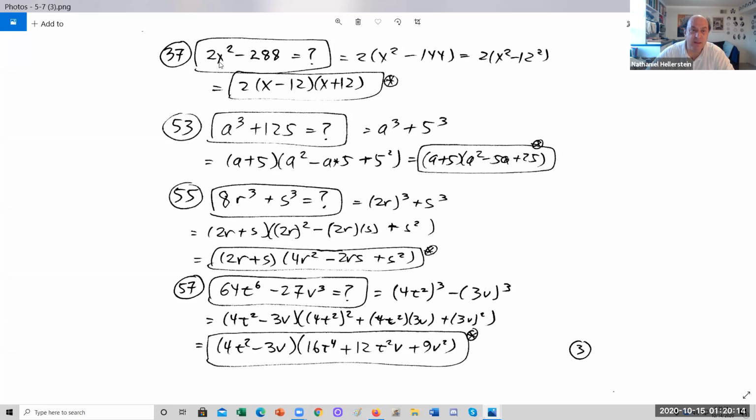Here, this looks troublesome because it doesn't look like a square, 2x squared. However, the 2 and the 288 have a common factor of 2, which we pull out. And when we do that, we're left with 2 times x squared minus 144. And these are squares: 2 times the square of x minus the square of 12. And so this is a difference of squares. So you get 2 times x minus 12 times x plus 12.